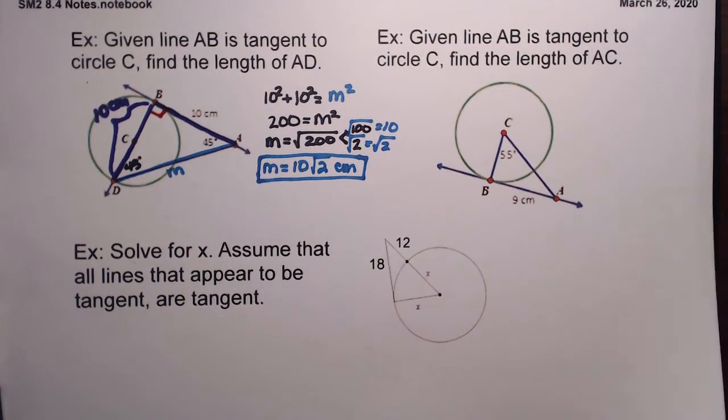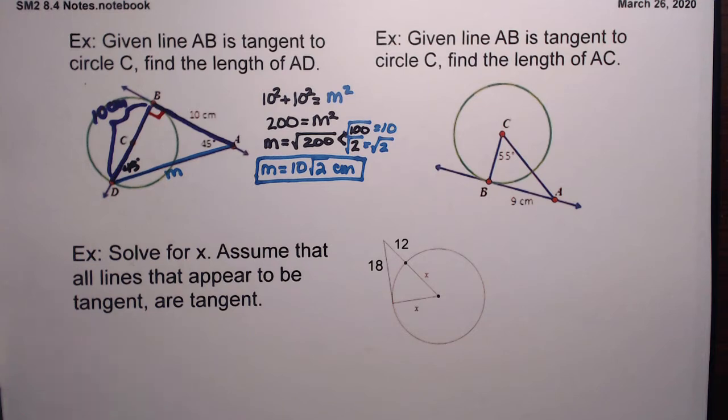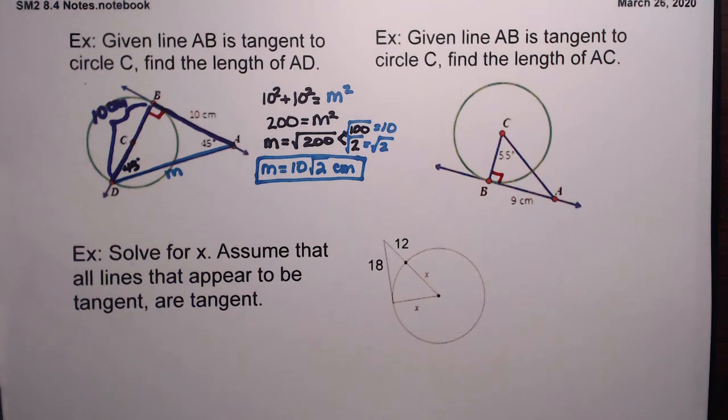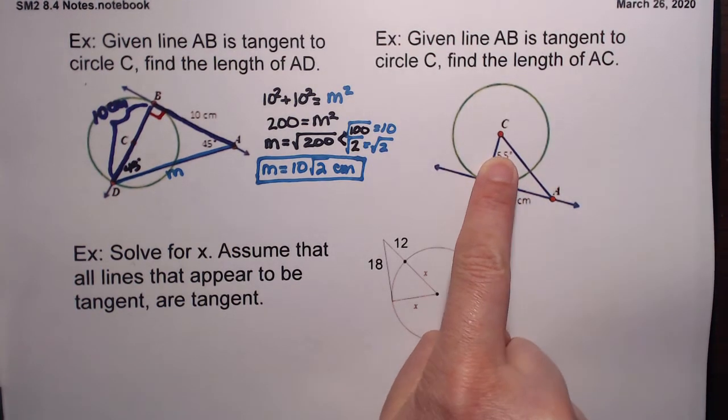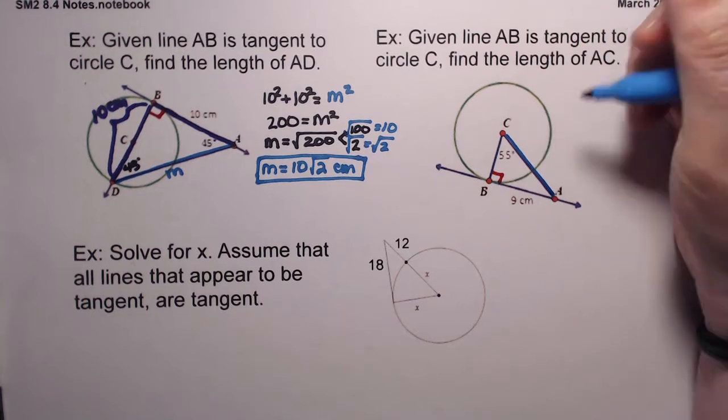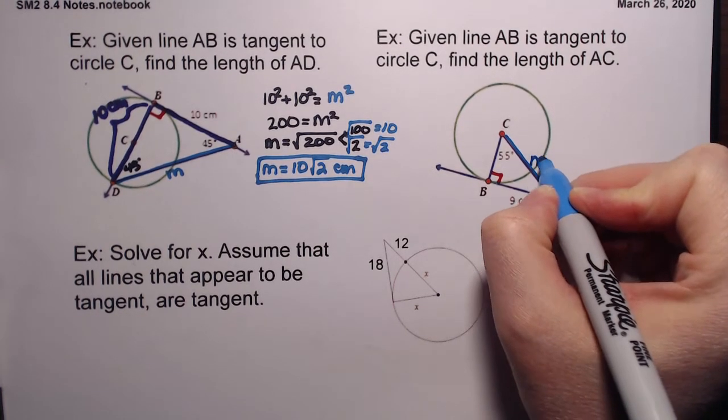Okay, the next one, given line AB is tangent to the circle, so this is a 90-degree angle, find the length of AC. Well, in this one, I need to know some of the basic trig functions. So what I'm going to do is look at the triangle that I have. So I have a right triangle, 9 centimeters, and a 55-degree angle. And I'm trying to find AC, which is the hypotenuse of this triangle.